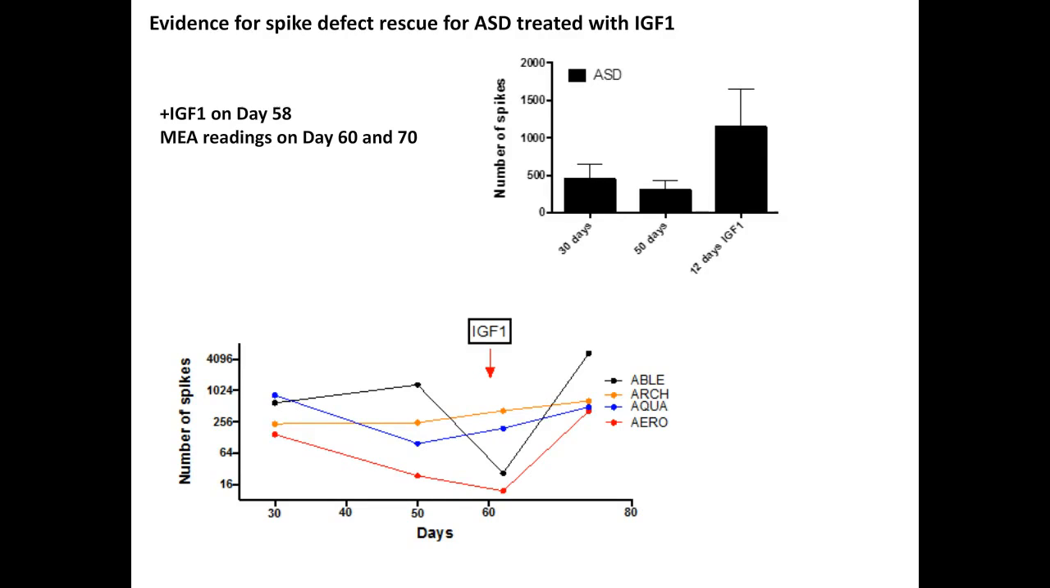As you can see here in the bottom panel graph, different line colors represent different autistic patients. ABLE, ARCH, AQUA, and AIRO are just fictional names for our patients. And as you can see, ABLE, the black, and AIRO, the red, respond differently to IGF-1 treatment compared to the yellow and the blue, ARCH and AQUA lines.